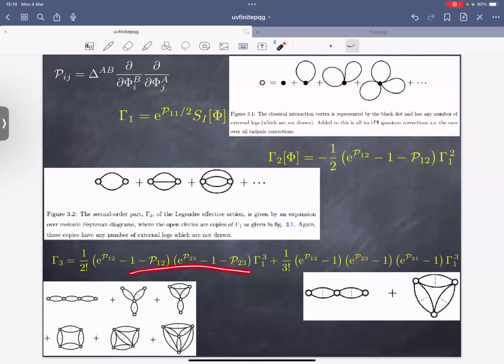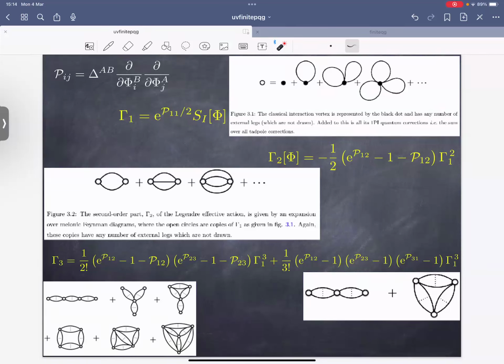And so that's this piece here, except for subtracting the bits that are disconnected or just one particle reducible. And then you have this triangle topology where you can connect these vertices via a sum over a Malonic expansion for each pair. And you just have to remember to subtract the disconnected pieces in this case.